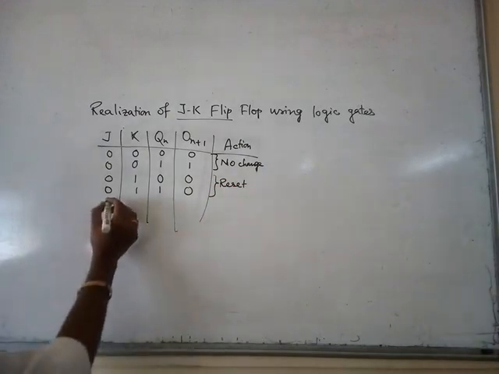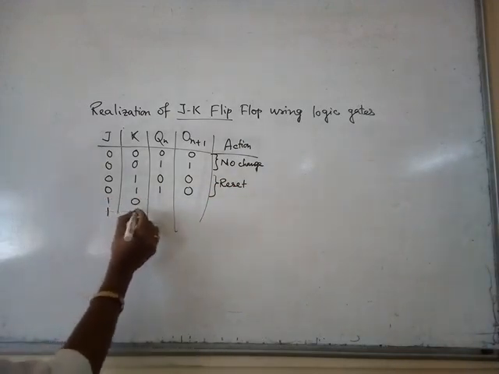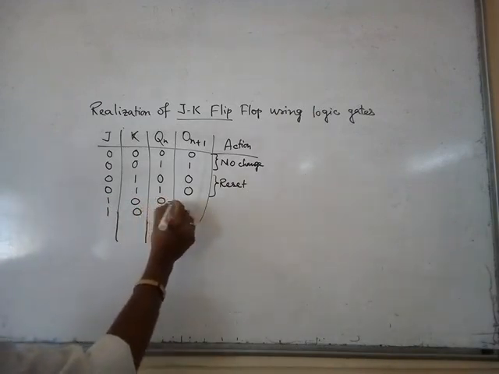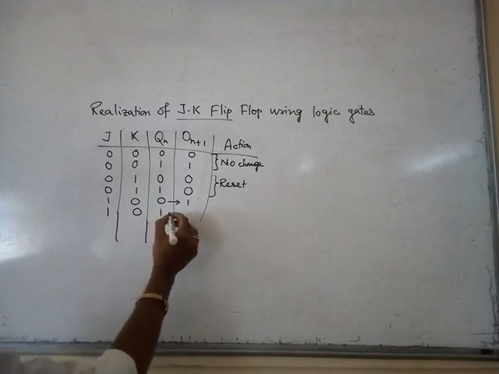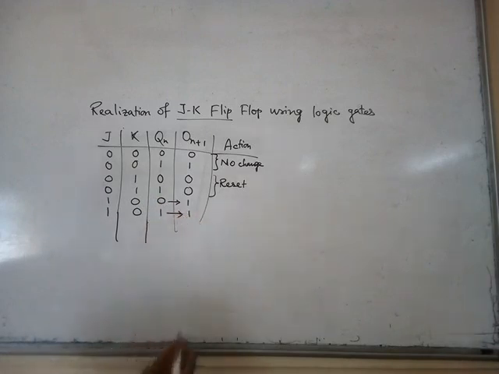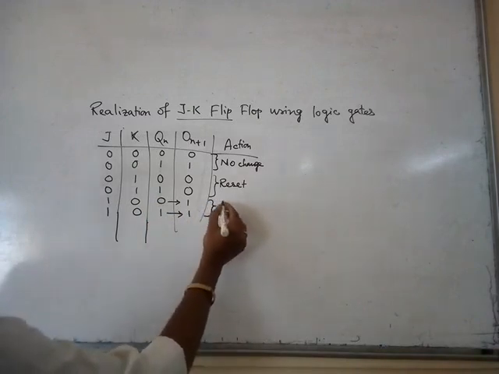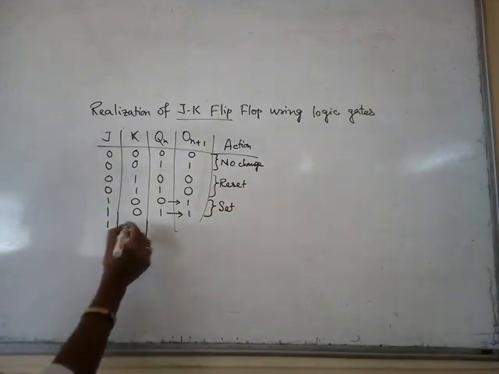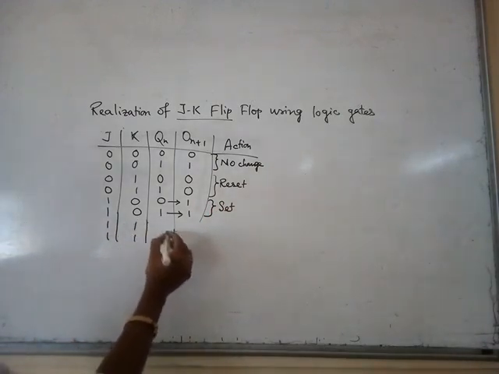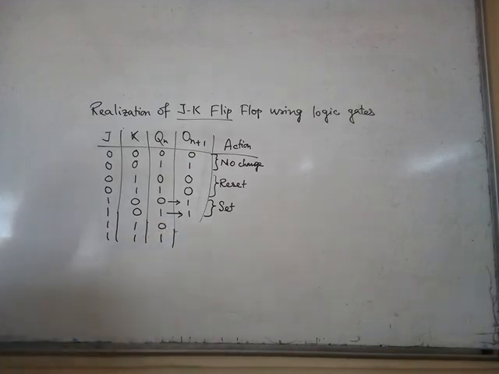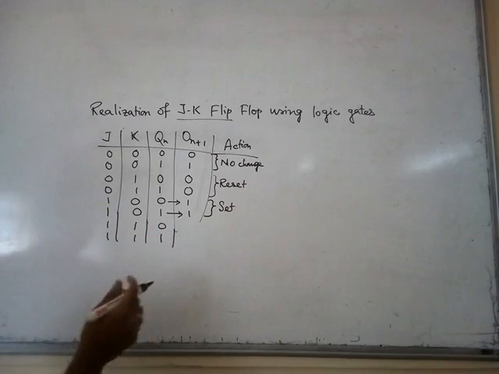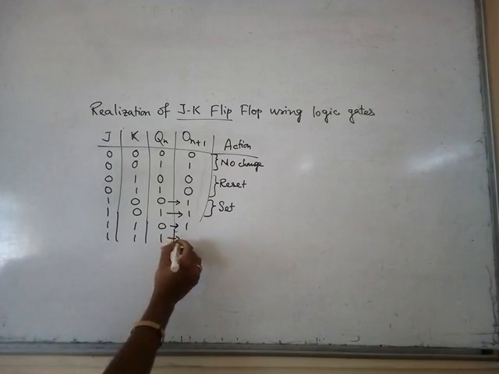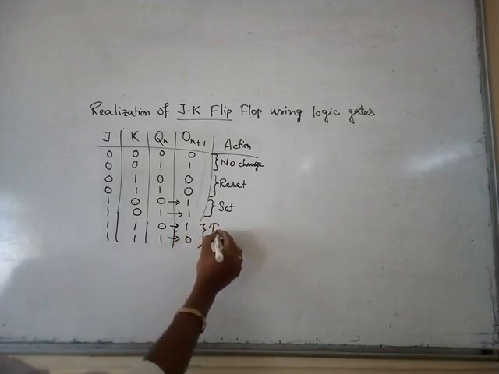Next, for 1 0, if the present state is 0, it will be 1, and if the present state is 1, it remains the same. So we can say it is set. For 1 1, if the present state is 0, it will be 1. If the present state is 1, it will be 0. So for this case we can say toggle.